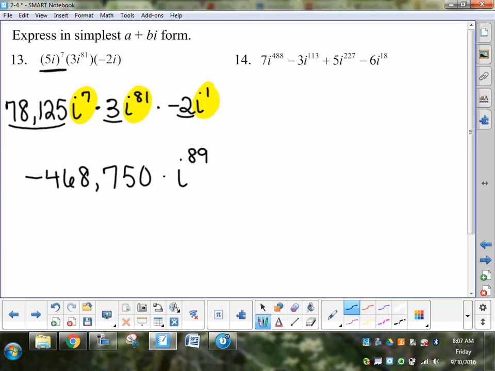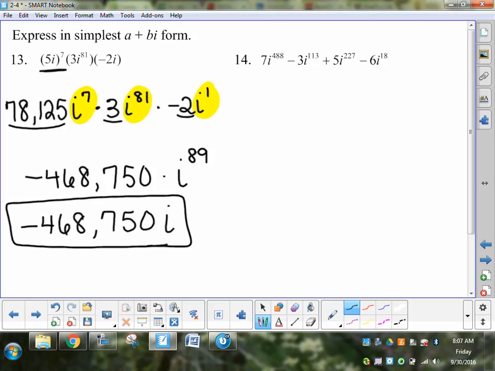Now, hands up, please, when you can tell me what i to the 89th power is going to simplify down to be. Think about the wheel of i. Every multiple of 4 shows up top. It's going to be a positive i, because what multiple of 4 did you use? Yeah. You could get 88, and then 1 more gives us that. So this would be negative 468,750 times i, and that doesn't simplify down anymore.